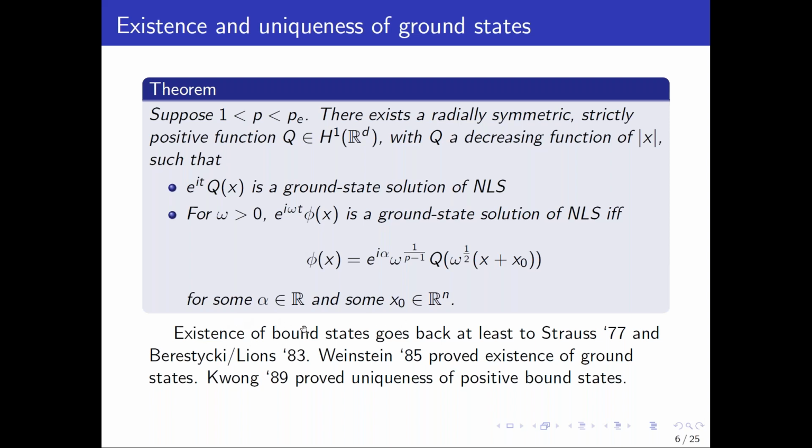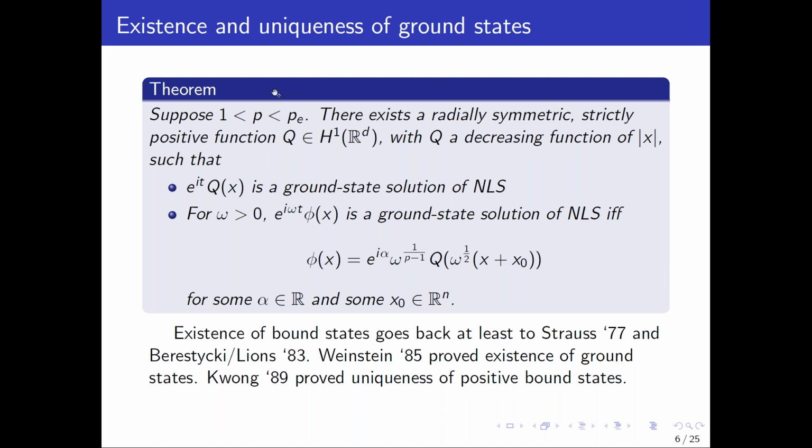Existence of bound states, not necessarily ground states, goes back at least to the work of Strauss and Bernstein-Lyons in the 70s and 80s, but I believe it goes back farther than that, to the 60s at least. And Weinstein was the first to prove existence of ground states. In other words, he proved that there are bound states which actually minimize the Weinstein functional. This theorem also contains a uniqueness result, which was only proved later by Kwong in '89. And as I mentioned before, it's actually a fairly deep result about ODEs, it turns out.